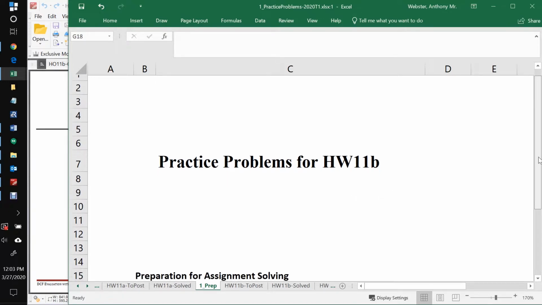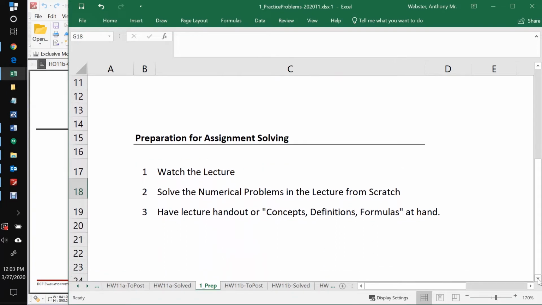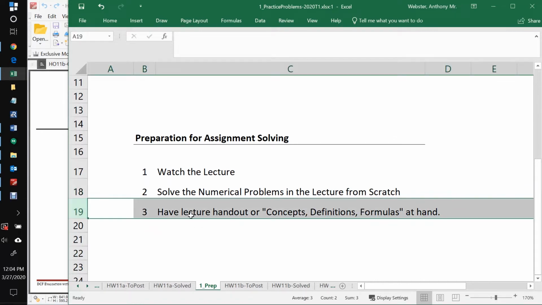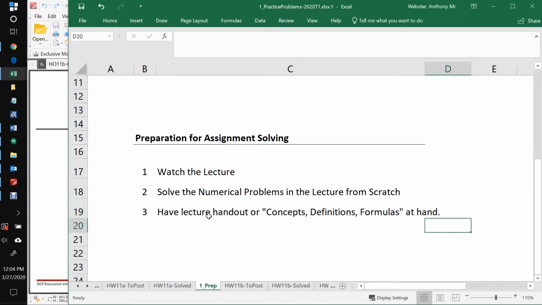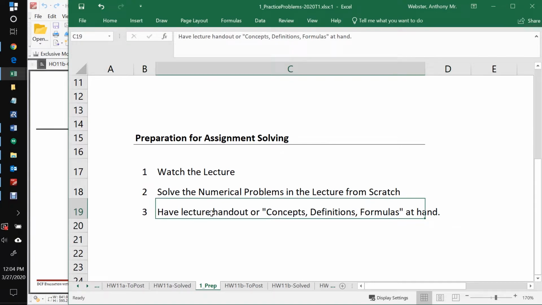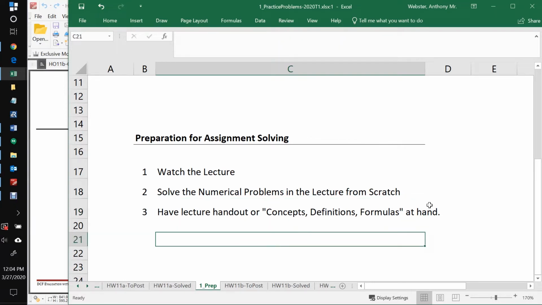We'll get started in a second, but first, as usual, I just want to remind us of what we should do in preparation for this. You should have already watched the lecture for handout 11b and solved the numerical problems in the lecture from scratch. And I've modified this slide a little bit to say have your lecture handout or the concepts, definitions, and formulas at hand. Either one is fine. The lecture handout might be a little bit harder to zero in on a formula that you're looking for, but everything in concepts, definitions, and formulas, and so much more is in the lecture handout. So you can use either one, whichever you feel more comfortable with.